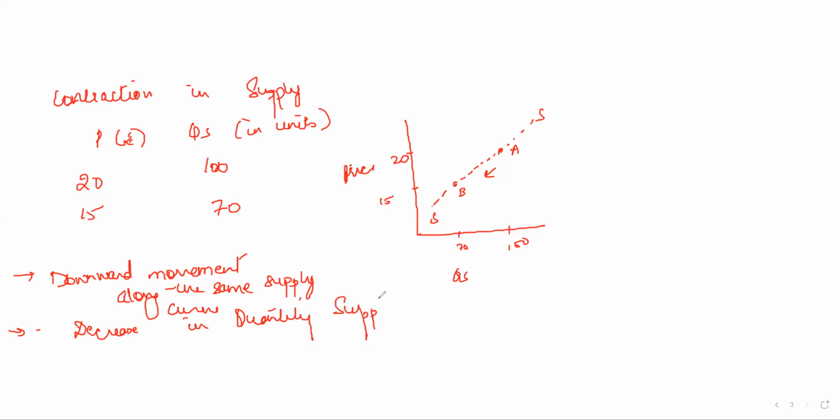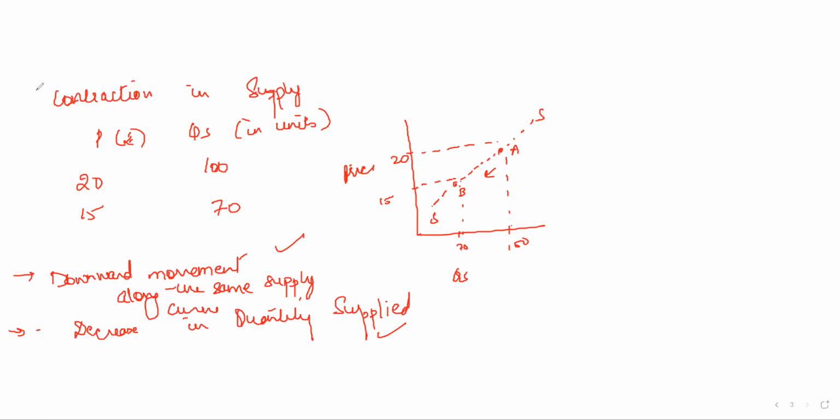Okay. So this is the price of the commodity. It has fallen down from 20 to 15. The quantity supplied falls down from 100 to 70. Okay. The price is 20. At 20, we had this individual supplied 100 units. At 15, it falls down to 70. So this is known as downward movement and also known as decrease in quantity supplied.